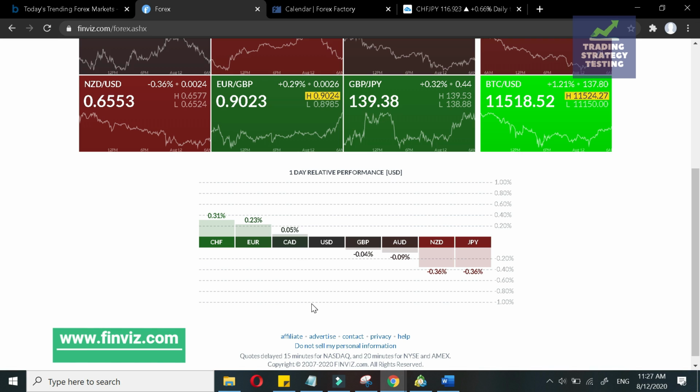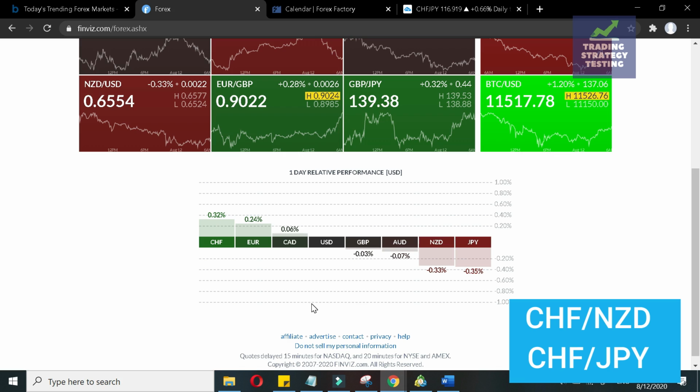We can see that the Swiss franc is performing high unlike the Japanese yen and New Zealand dollar. Based on the strategy that we discussed in detail in our previous video, it's recommended to go long on a strong currency against a weak one, or sell a pair made of a low-performing currency against a strong one. So according to the strategy, we have got two pairs to consider, Swiss franc NZD or Swiss franc JPY.